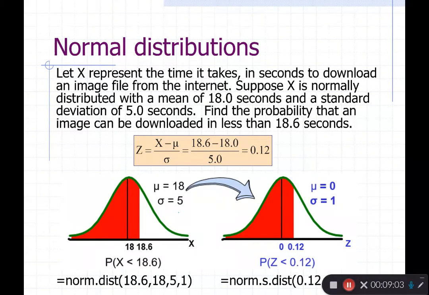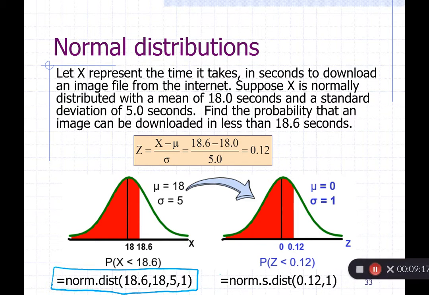If you're sticking with the X values, it's the Norm.dist function to find area. And if you're converting to z-scores, it's the Norm.s.dist function. So there's our z-score of 0.12 or our X value of 18.6. Either way, you will get the same answer.